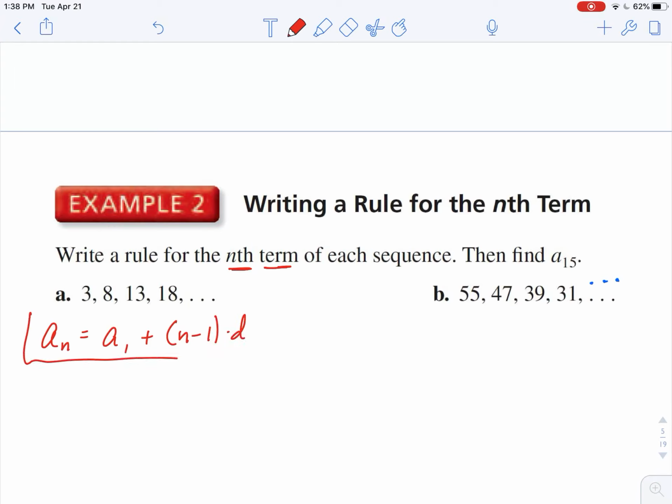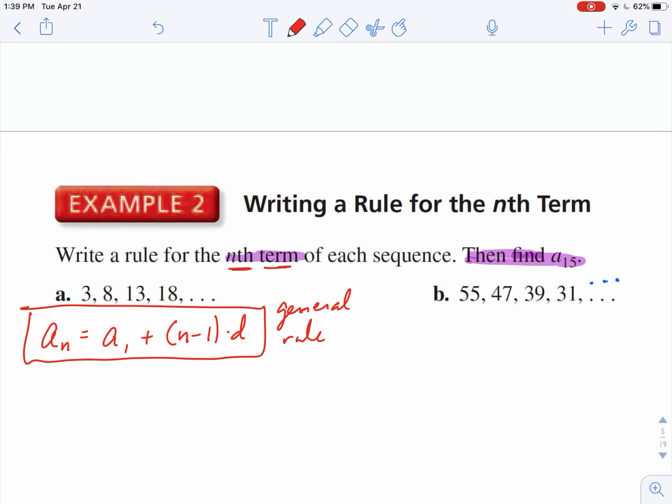So this is what I would call our general rule. And this would definitely be a formula that you want to write down because this is the formula that we will be manipulating as we look at each of these problems. So in this problem, they've asked us specifically to write the nth term, and then they want us to find the 15th term. So we're going to do that.